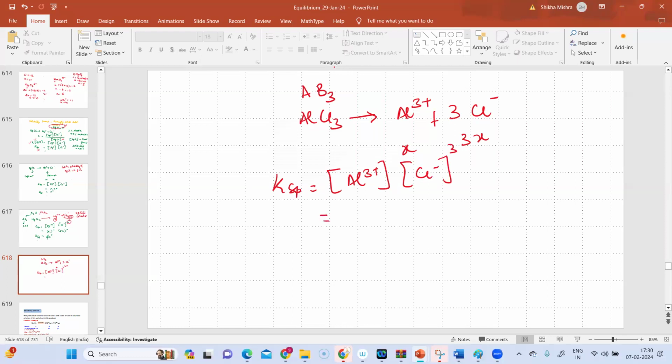Here what you will be writing? Here you will be writing X. Here you will be writing 3X cube, right? So what we have? We'll be having 27X to the power 4 is equal to Ksp. Again, I say the same thing: you will be given the value of Ksp or you will be given the value of X.